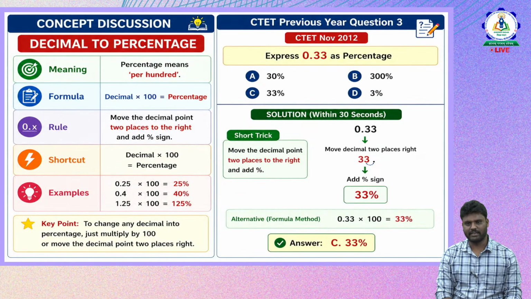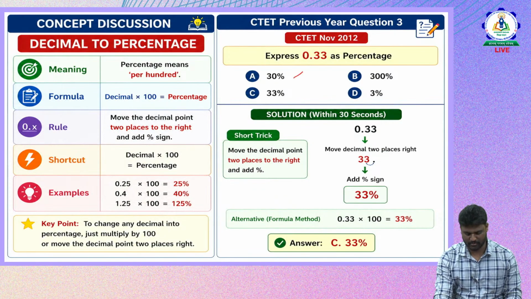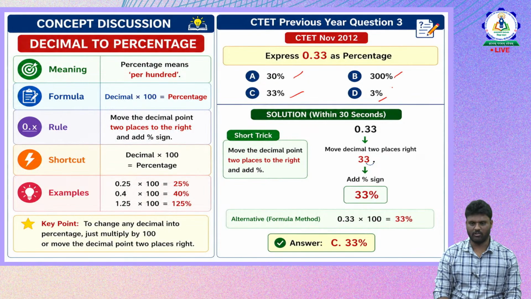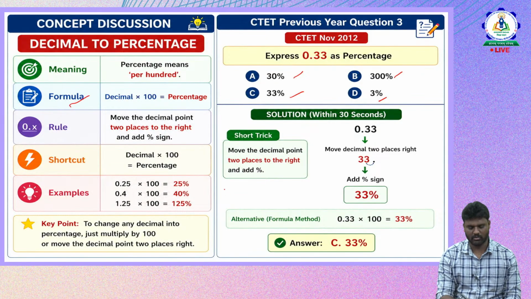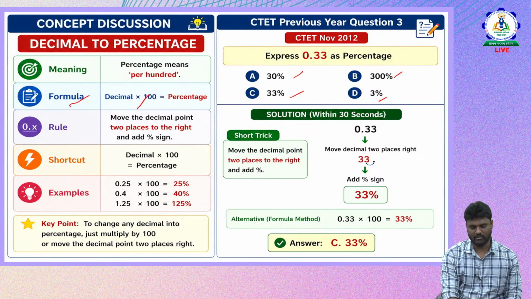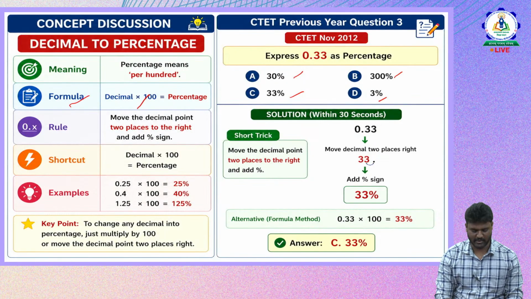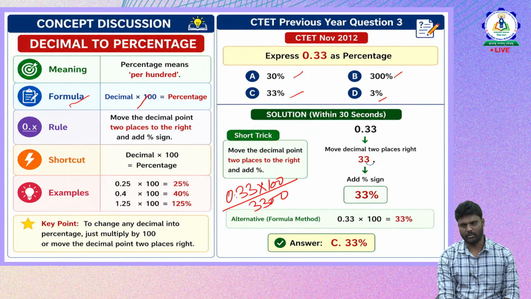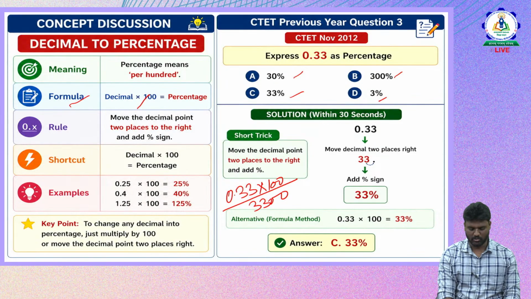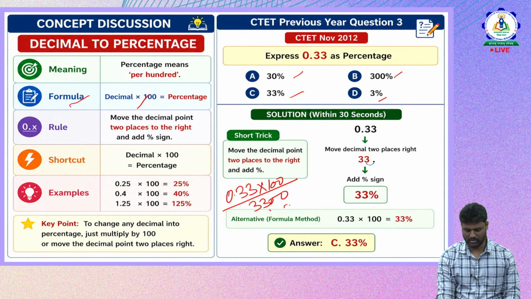Express 0.33 as a percentage. The given options are option A 30%, option B 33%, option C 300%, and option D 3%. How do you do that? Just remember the formula: whenever they give a decimal and ask you to convert it into a percentage, we multiply the given decimal with 100. What is the given decimal here? 0.33. If you multiply with 100, it becomes 33.00. After the decimal point, how many digits are there? Two digits. So we put the point after two digits, and it becomes 33%.